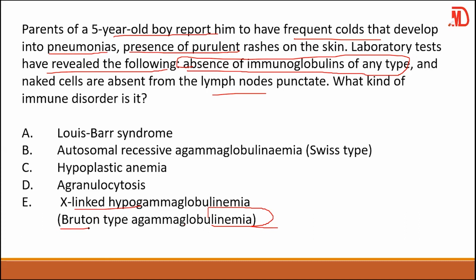So over here, you are looking at Bruton. Don't worry, in another question, I'll show you another thing again. I don't want to rush things for you guys. So we're talking about Bruton. The answer is E. This is X-linked. All right.